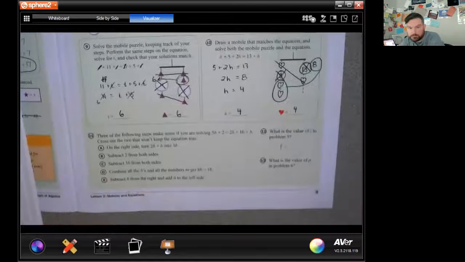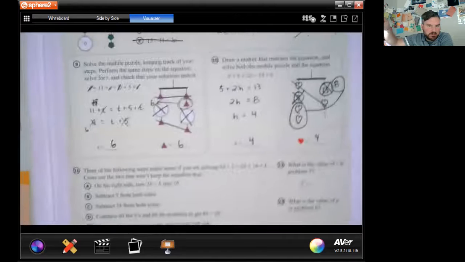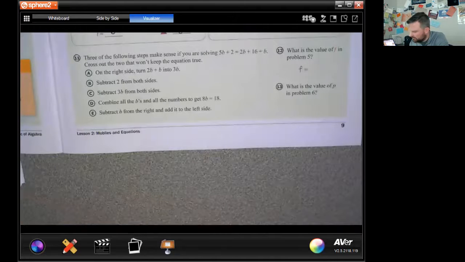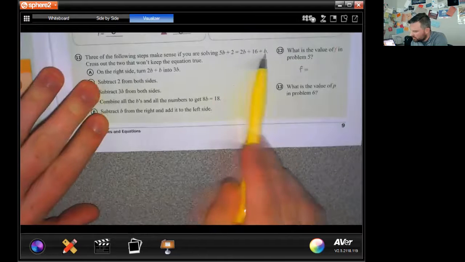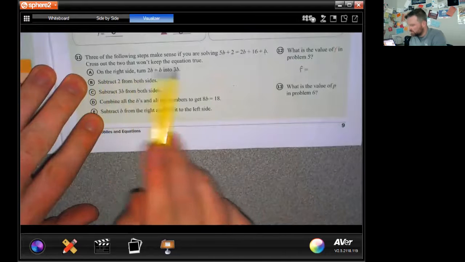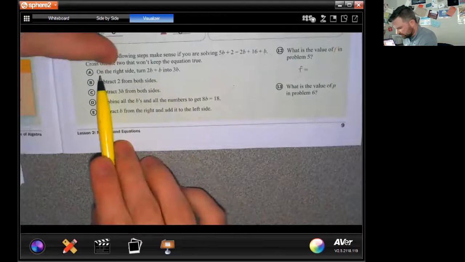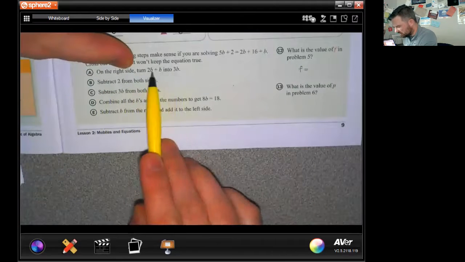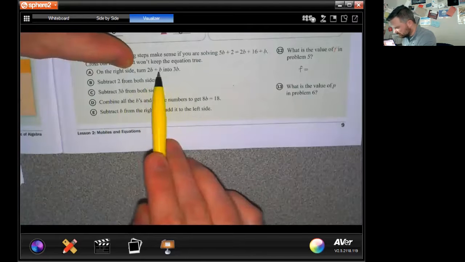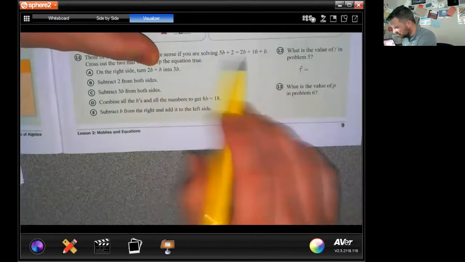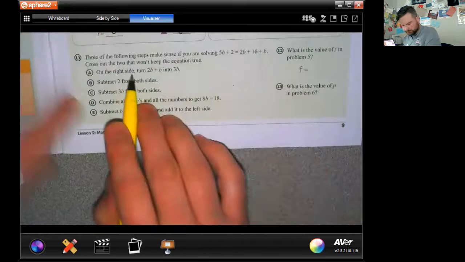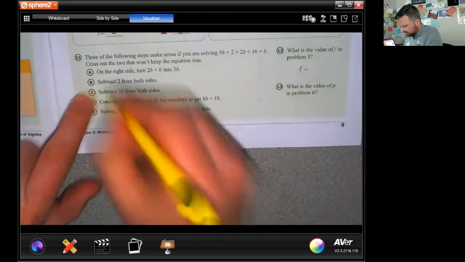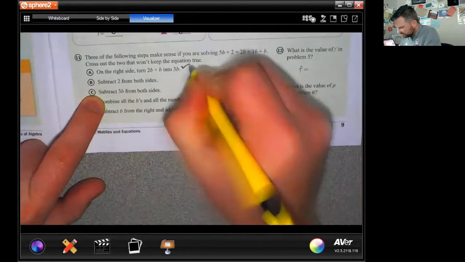Number 11, 3 of the following steps make sense if you are solving this equation. Cross out the 2 that won't keep the equation true. Okay, so on the right side, turn 2b plus b into 3b. So I can combine this if it's on the same side, in which it is right here. So that one's good. Subtract 2 from both sides. I can subtract 2 from both sides. So that one's good. We'll just put a little check here if it checks out.